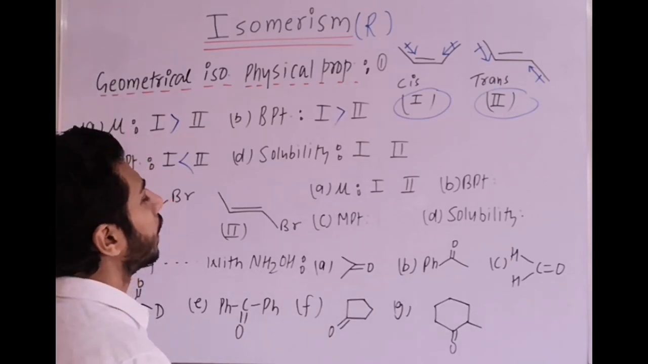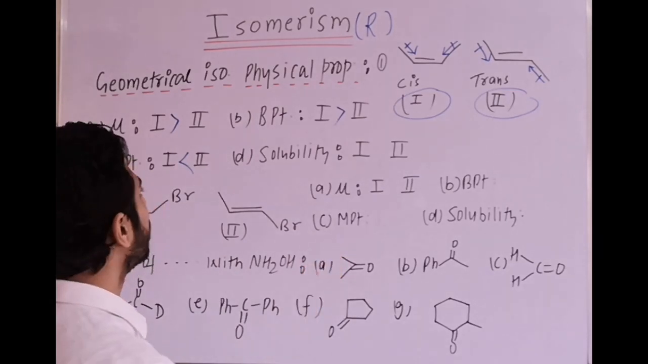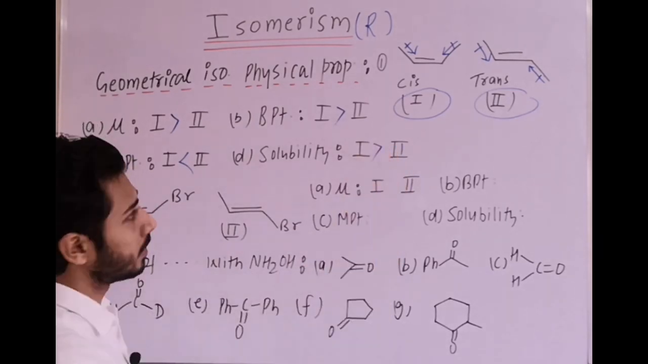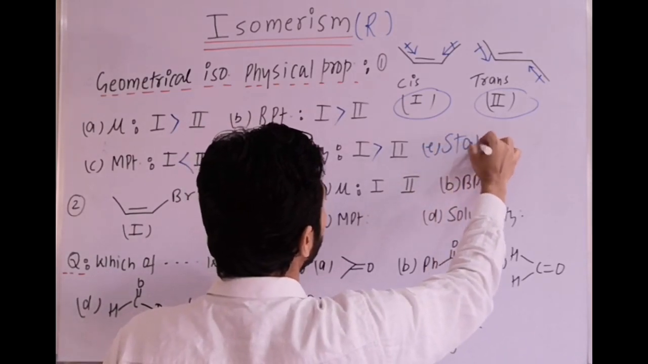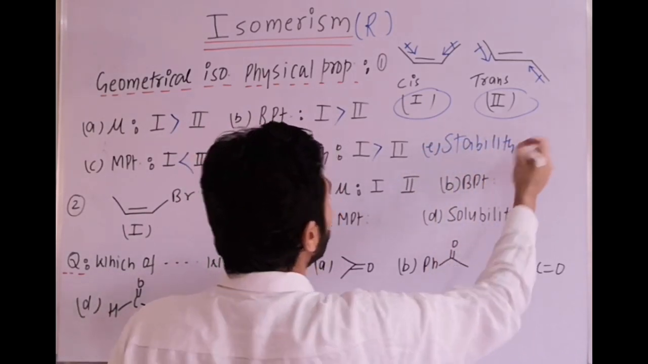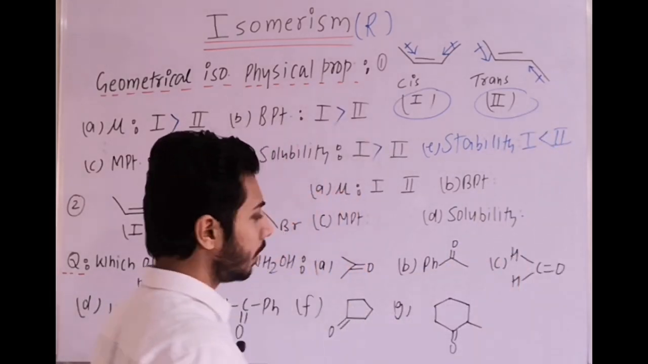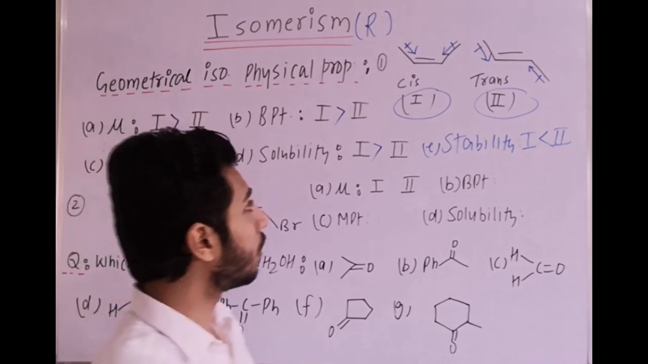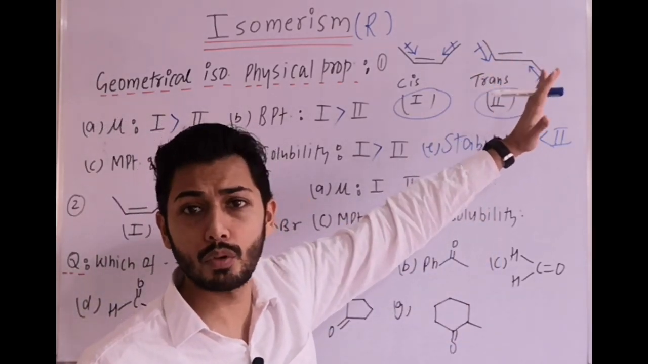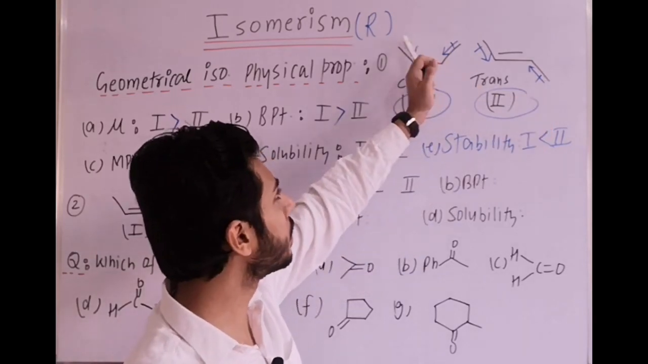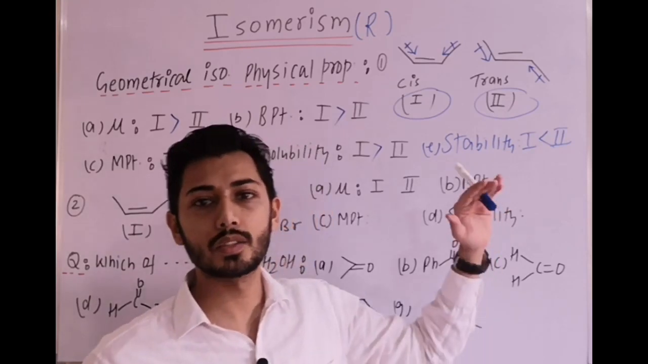Then solubility, again directly proportional to mu. Solubility in water we are talking about, therefore which is more? First is more than second. Now we can add one more point, that is stability between them. So between 1 and 2, trans isomer is more stable. Why? Because bulky groups are on the opposite side, so very less force of repulsion, van der Waals force of repulsion. Whereas in cis, bulky groups are on the same side, more repulsion and less stability.